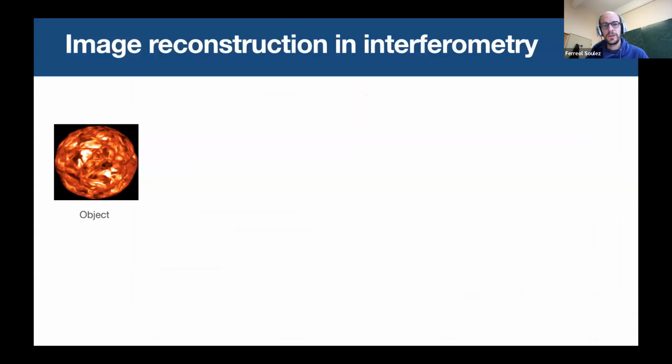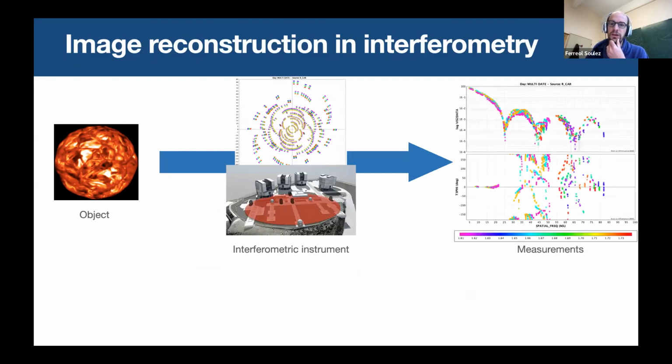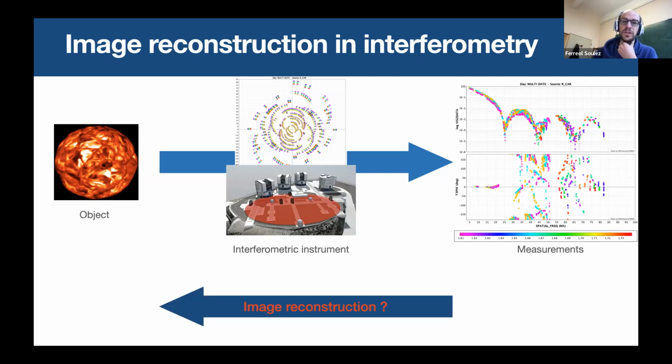In a nutshell, as everyone probably knows, we observe some object like this star, and with our interferometric instrument we get only closure phase or visibility data, and from this data we want to recover an image of the object. That is the goal of image reconstruction.